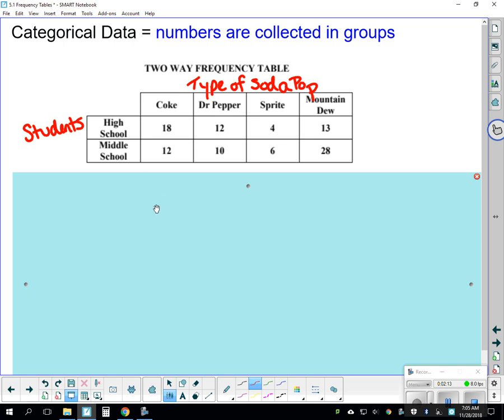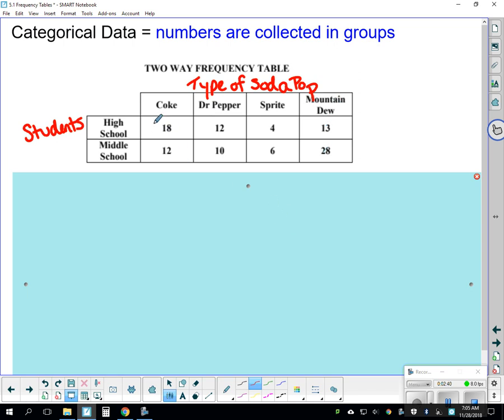So think about what each of these numbers mean. This means there were 18 students in high school that chose Coke as their favorite. There were 6 students in middle school who chose Sprite as their favorite. And you can pick any of these boxes and do the same thing. So just follow what it lines up with. So 13 students in high school chose Mountain Dew as their favorite.